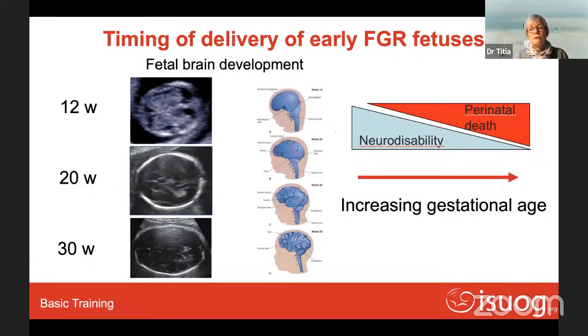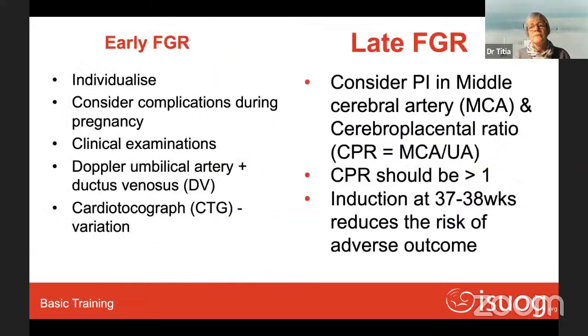If you have a very early delivery, you will have a much greater risk of neuro disability. On the other hand, if you wait too long, you have a much higher risk of perinatal death. So it is important to increase the gestational age as much as possible, but not have a perinatal death occurring. So you have to be watching and monitoring these fetuses very closely to find the optimal moment for delivery. It's usually a discussion between the obstetrician and neonatologist, what is the optimal moment, if you have the luxury that you can discuss this with those two specialties.